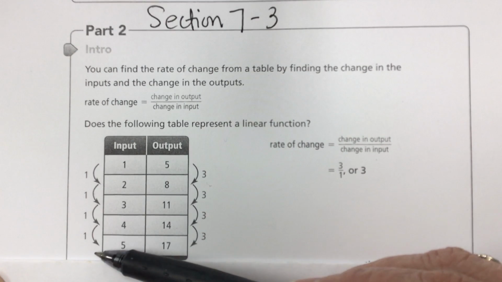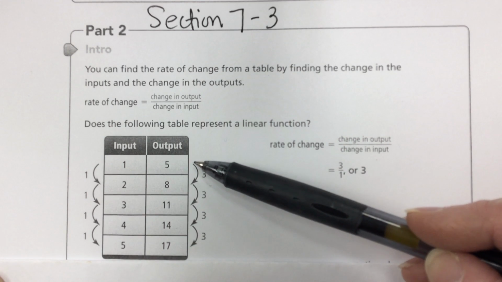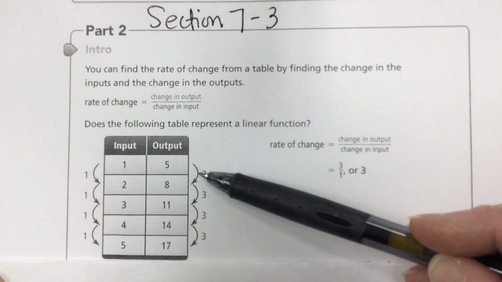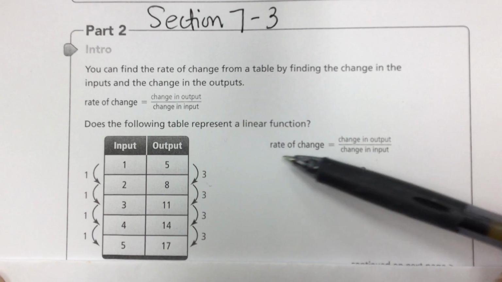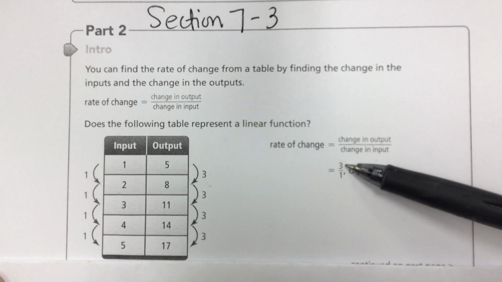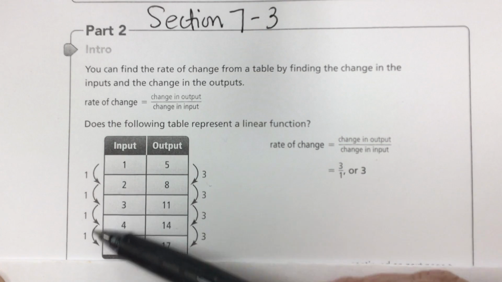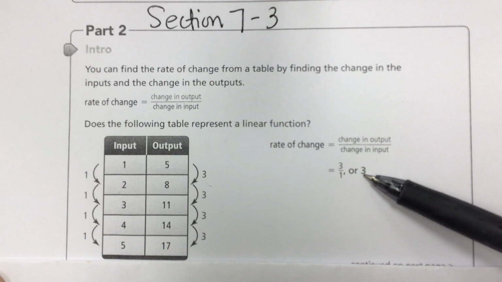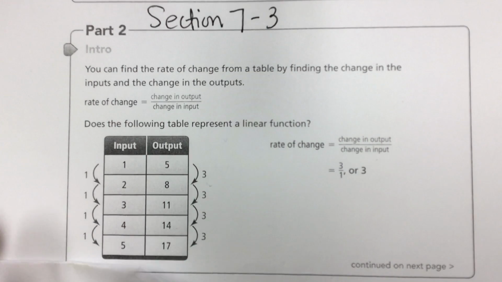It was 1 all the way down. If it's not 1 all the way down, it is not a linear function. This side added 3 each time. It's got to be the same. If you add 3 here, it's got to be a 3 all the way down in order to have a linear function. So your rate of change is the change in the outputs. Well, your change of your outputs was 3, divided by the change in the inputs. Well, your change in every input was 1. And 3 divided by 1 equals 3. So yes, this table does represent a linear function.